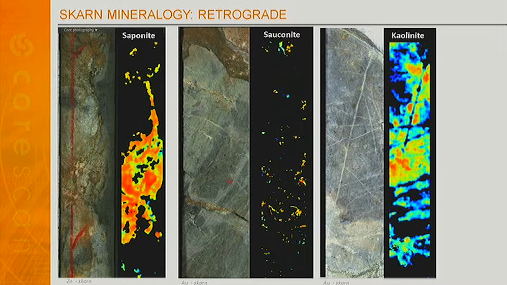So here's saponite. Saponite is a magnesium-rich clay, a smectite. So you can see it's fairly pervasive here in this zinc skarn. Here's some sauconite. This is the zinc smectite.